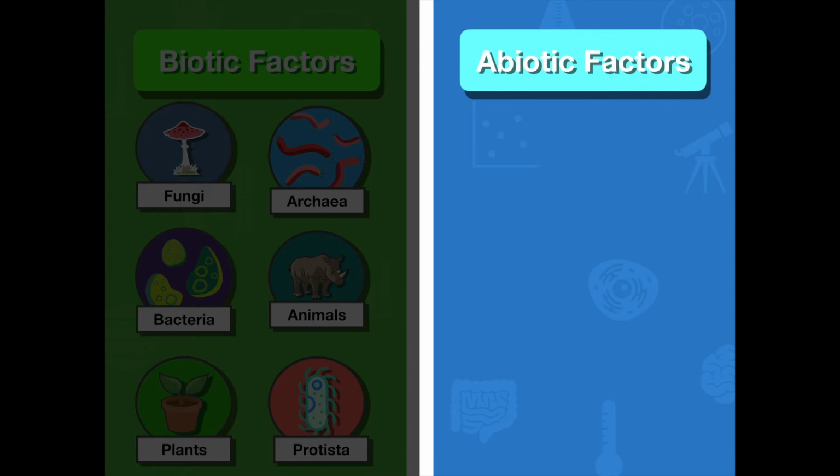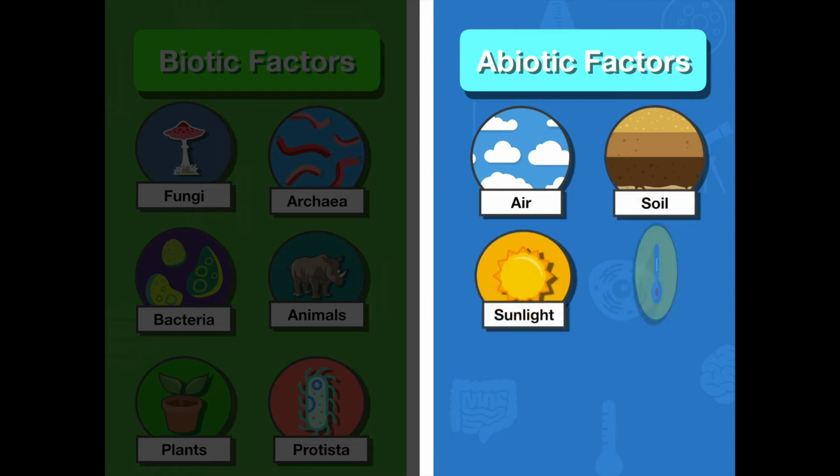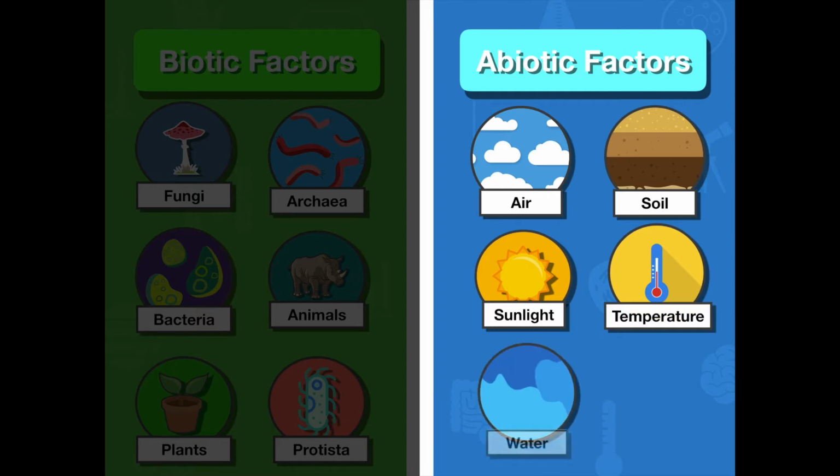Now, abiotic factors, what are those going to be? That's going to be things like air, soil, sunlight, temperature, water, and minerals. All of those things that are within an ecosystem and within environments that organisms still depend upon. We still depend upon sunlight, the temperature, the air, the soil, etc. in order for us to live and in order for other biotic factors and other organisms to live.